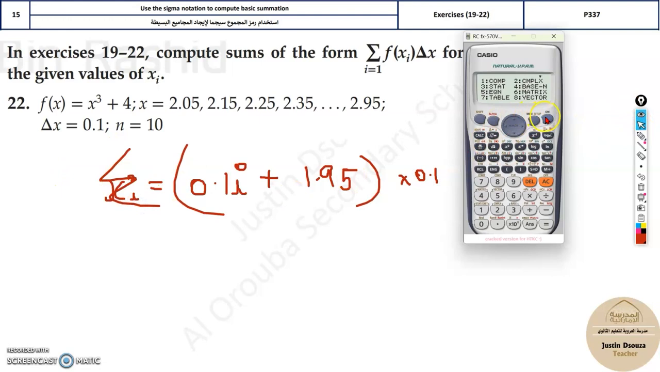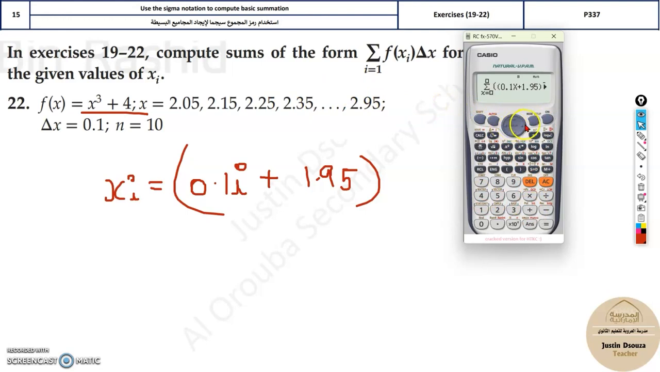So now we just do the same thing. Shift, and over here open the bracket, 0.1 alpha x plus 1.95, close the bracket, multiply. Okay, sorry, I have not written this properly. Let me just make this clear. See, xi is this value. You need to substitute in this equation, okay? Now, this much is cube, because it's x cube. Now, add this with 4. Close the bracket and now multiply.